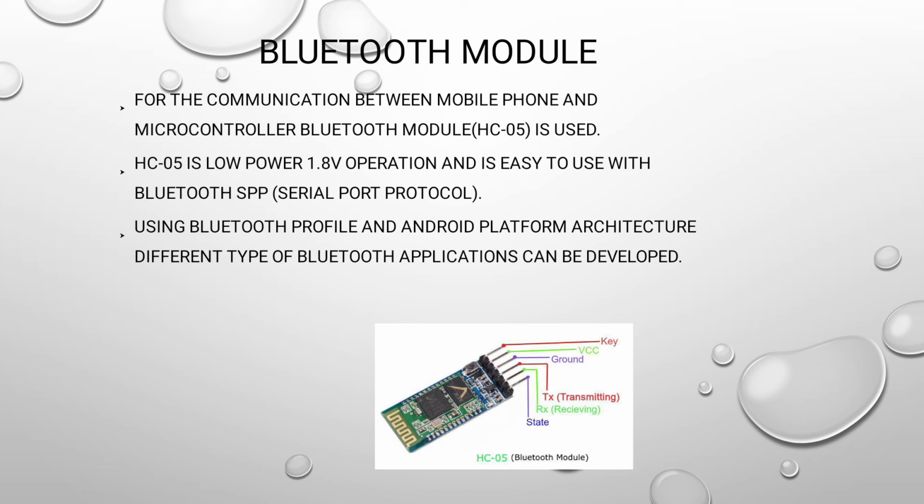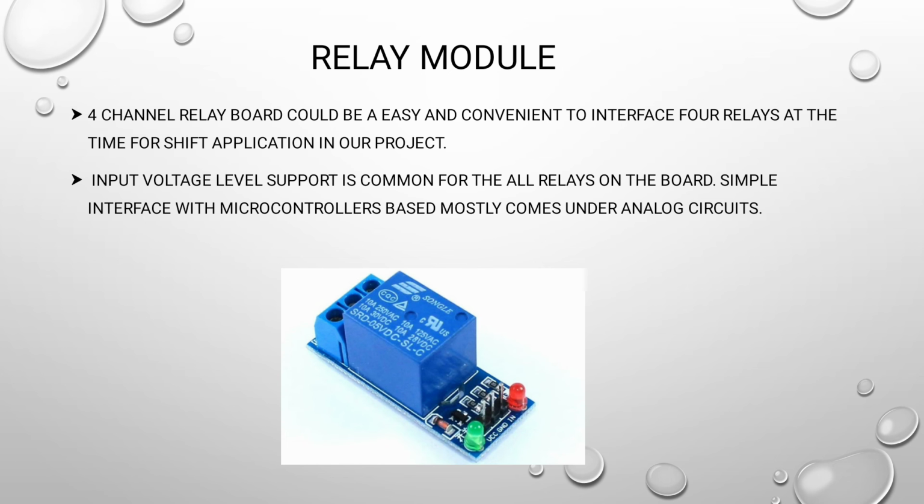The Bluetooth module consists of the HC-05 model, which has 1.8 volts operation. It is used for the Bluetooth profile and application platform architecture. For communication between the mobile and the microcontroller, this Bluetooth module is used. For the relay module, as we can see in the figure before, we use a 4-channel relay that is easy and convenient. Input voltage is common for all the relays.